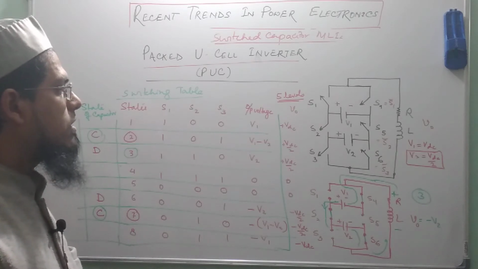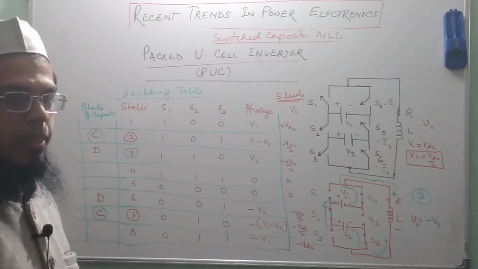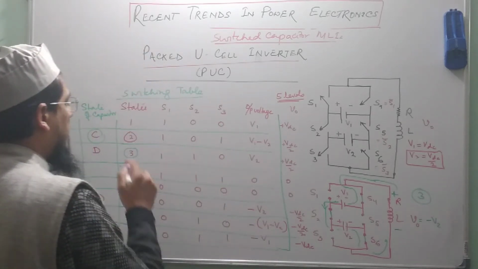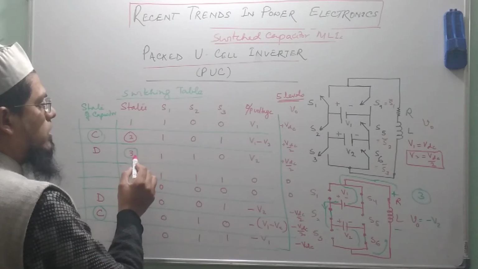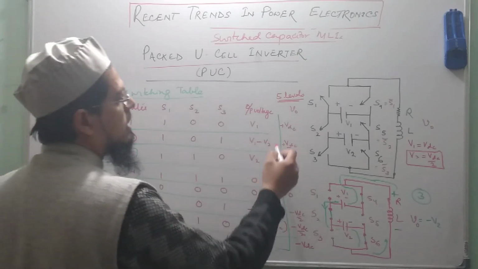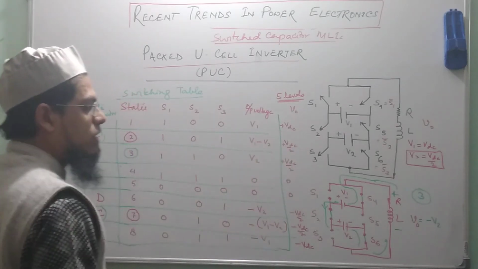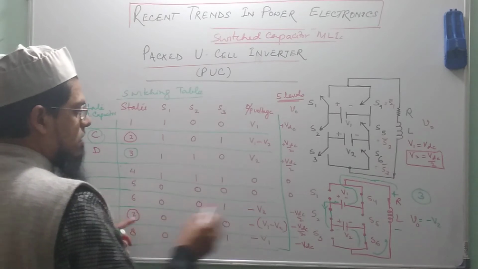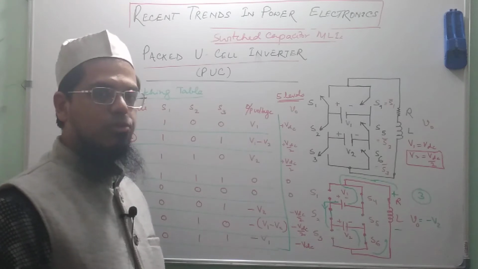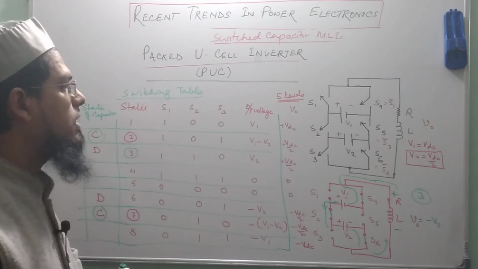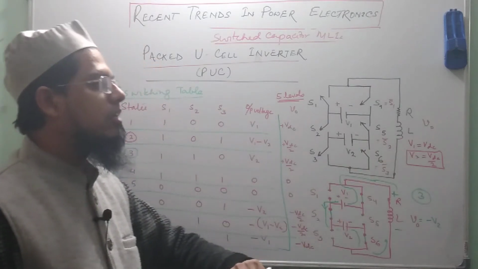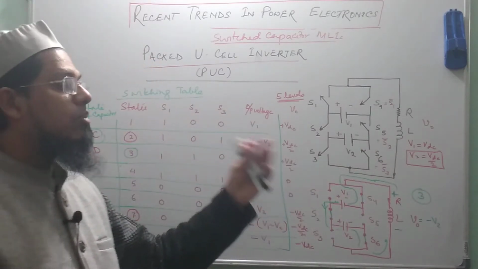So how to keep this V2 equal to VDC by 2? So you could see here that in state 2 and state 3, again we have got this redundancy, output voltage is equal to VDC by 2. Similarly in 6 and 7 we have got this redundancy when the output voltage is equal to minus VDC by 2. So we can exploit this redundancy and serve our purpose to maintain the voltage appearing across the capacitor equal to VDC by 2.